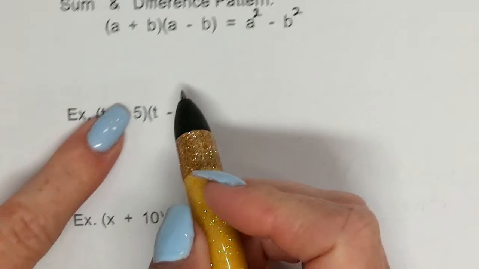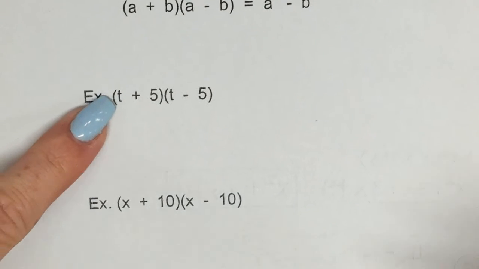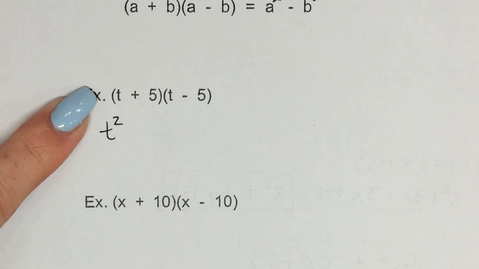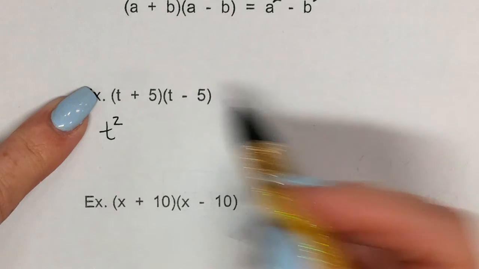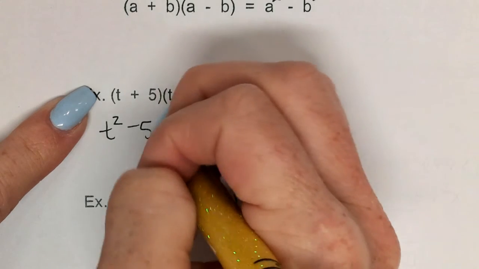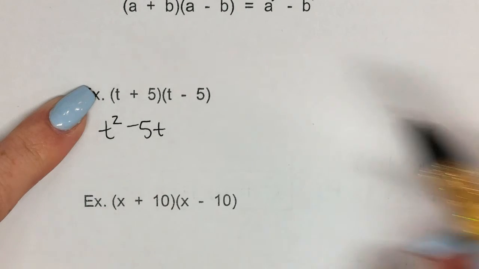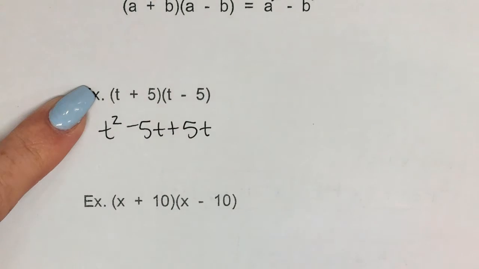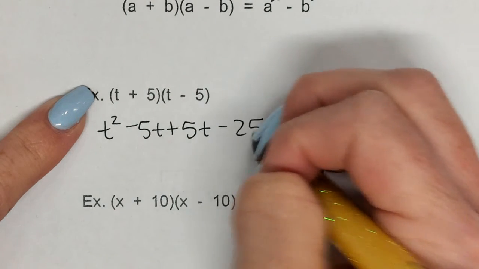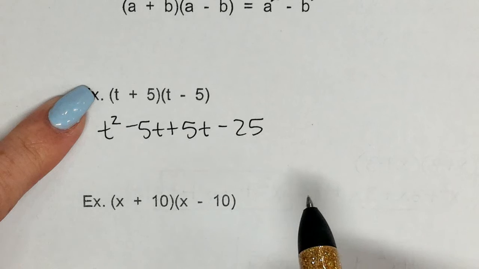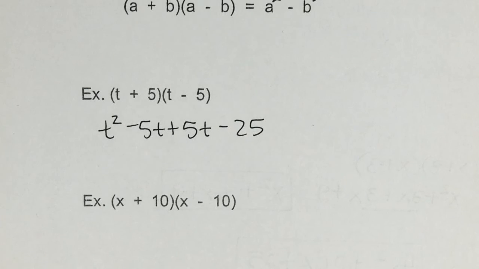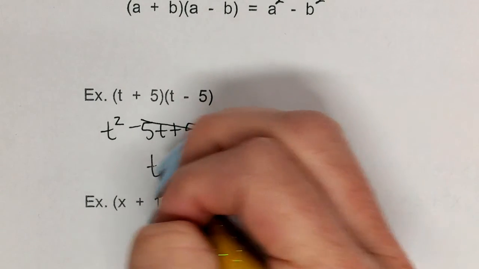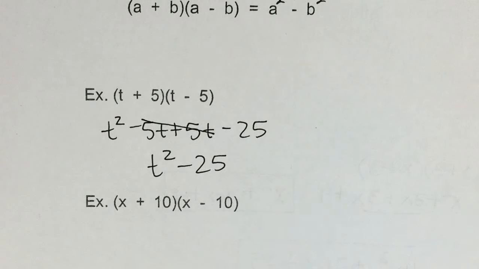Okay, so let's do FOIL and see it, and then we'll do it with the new rule. So everybody do FOIL on the first one. What's t times t? So that's first. Now outer. What's t times negative 5? Minus 5t. And then inner. What's 5 times t? Plus 5t. And then last, what's 5 times negative 5? Do you see how the middle 2 terms end up canceling out? Because you have negative 5t plus 5t, and that's gone. And you're just left with t squared minus 25.